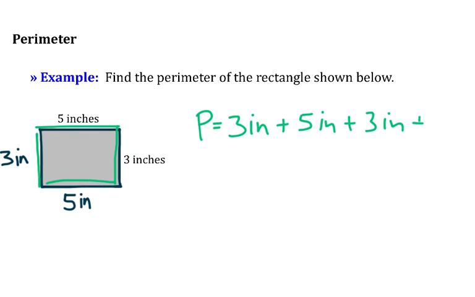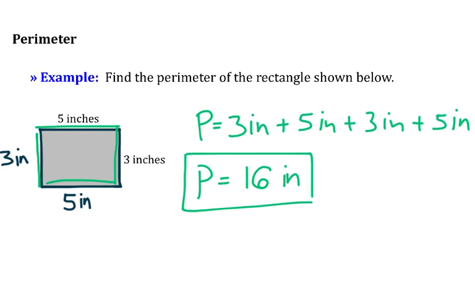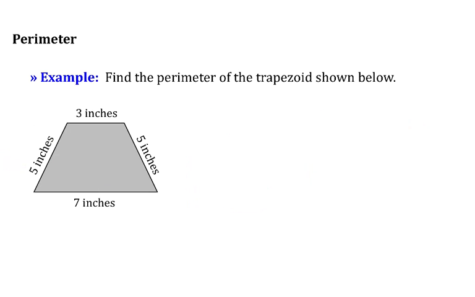So we're adding all 4 sides. 3 plus 5 is 8, plus 3 is 11, plus 5 more is 16. So in this case, the perimeter of the rectangle is 16 inches. This again refers to walking around the outside of the shape. So perimeter would be useful in, for example, finding the baseboard needed for a room. Let's try a few more shapes though.